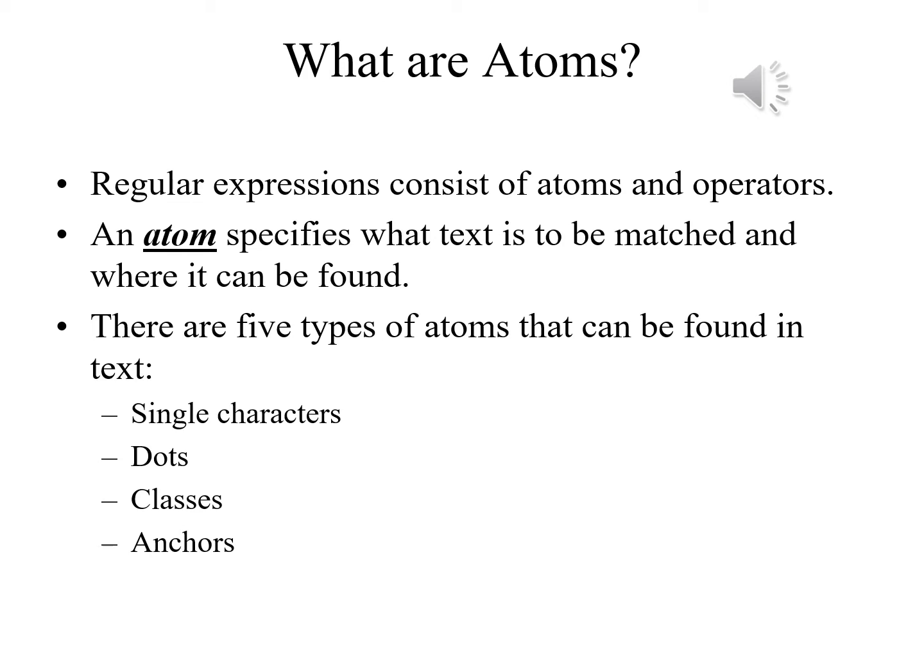There are 5 kinds of atoms: single characters, which are exactly what that implies; dots, which can be replaced by any single character; classes, where we are specifying one character out of a specified set of characters; and anchors, which require our characters to be at the beginning or the end of a line of text or of a word.